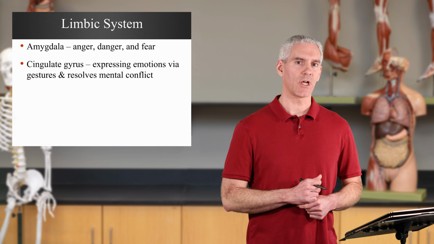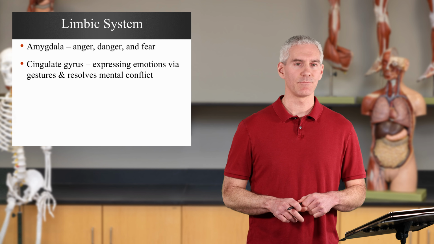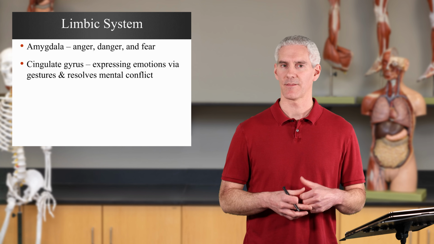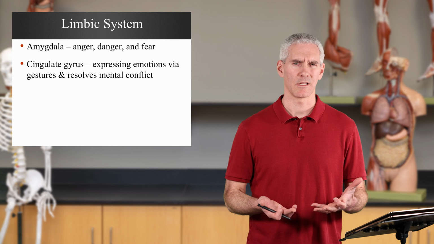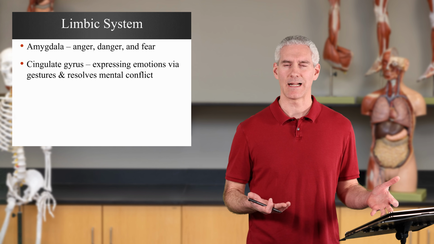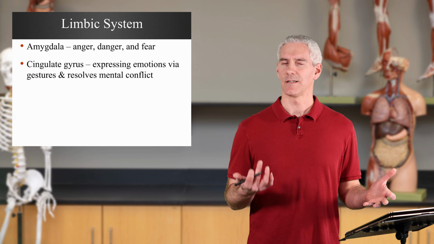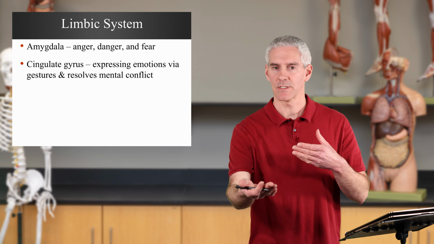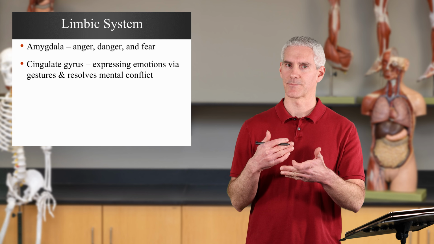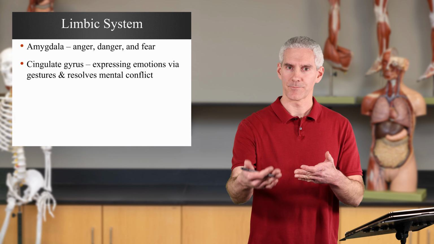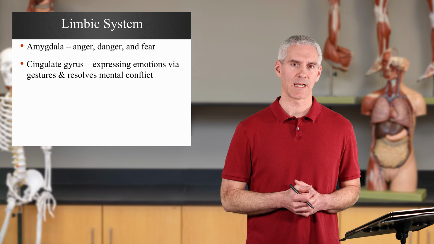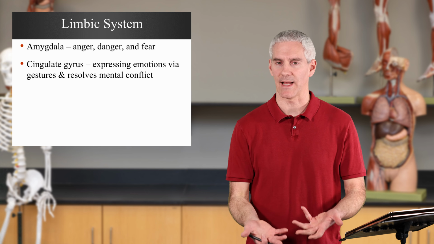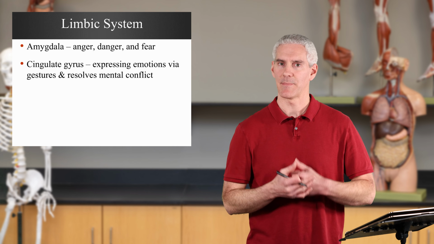We have the cingulate gyrus. The cingulate gyrus is more about resolving mental conflicts and helping to express emotions through gestures. Well, resolving mental conflict, what is that? That's the whole idea again of the angel and devil on your shoulder. It's the should I do it? Should I not do it? Should I do it? Should I not do it? That back and forth you feel. That's going to be your mental conflict. So this cingulate gyrus helps you try to resolve that, to figure out a solution past that mental conflict.